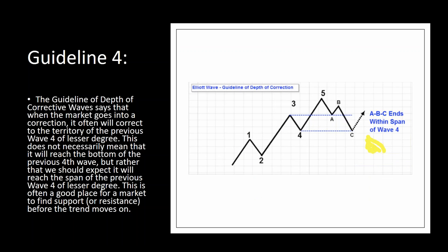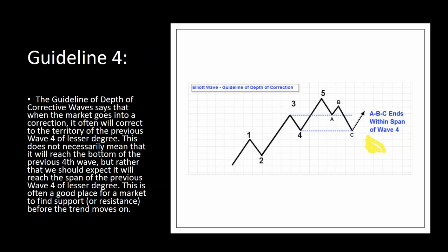Guideline 4, the guideline of depth of correction, says that when the market goes into correction, it often will correct to the territory of the previous wave 4 or lesser degrees. This does not necessarily mean that it will reach the bottom of wave 4, but rather that we should expect it to reach the span of the previous wave 4 to a lesser degree.